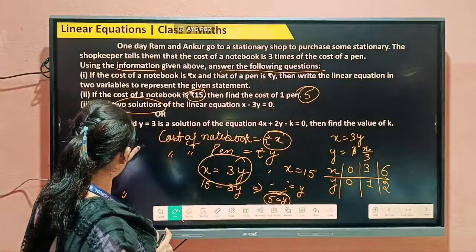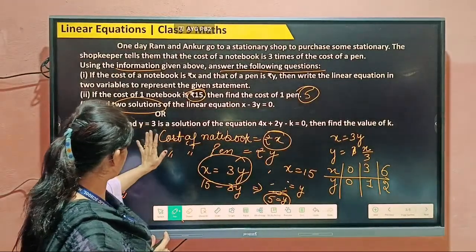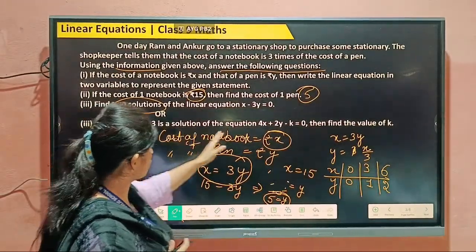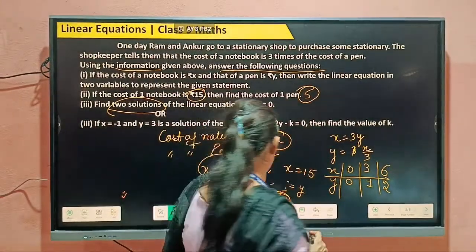Next, if X is equal to -1 and Y is equal to 3 is a solution of this equation, then find the value of K.